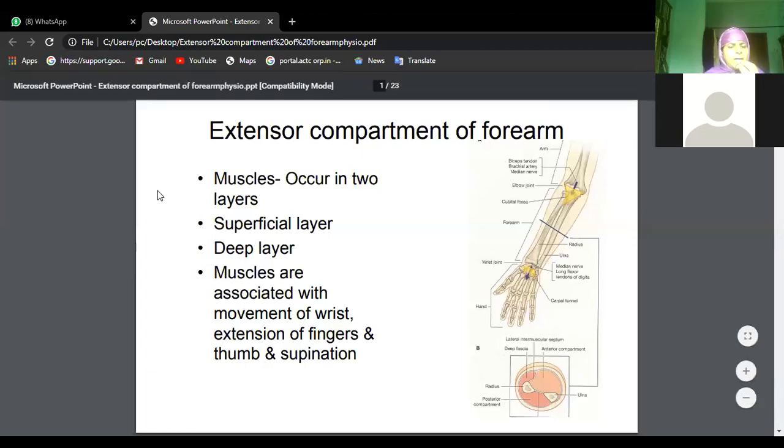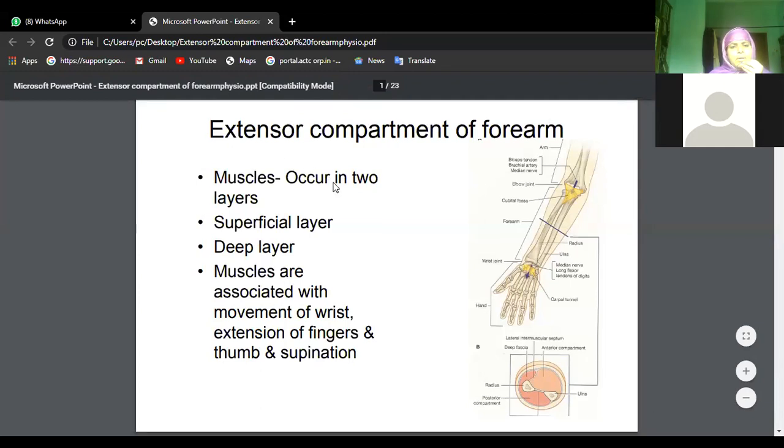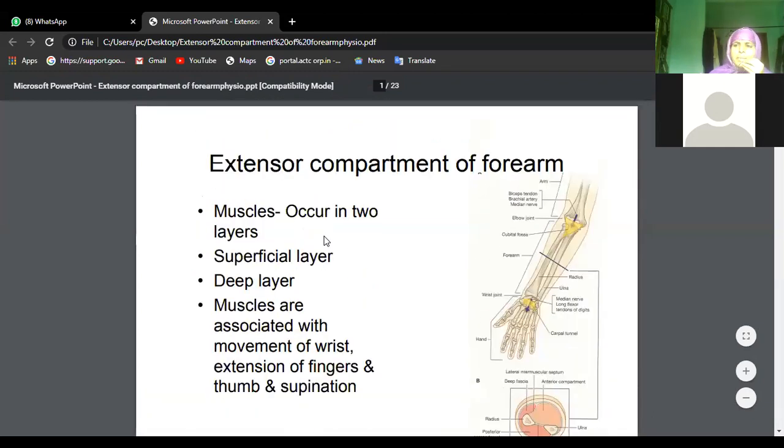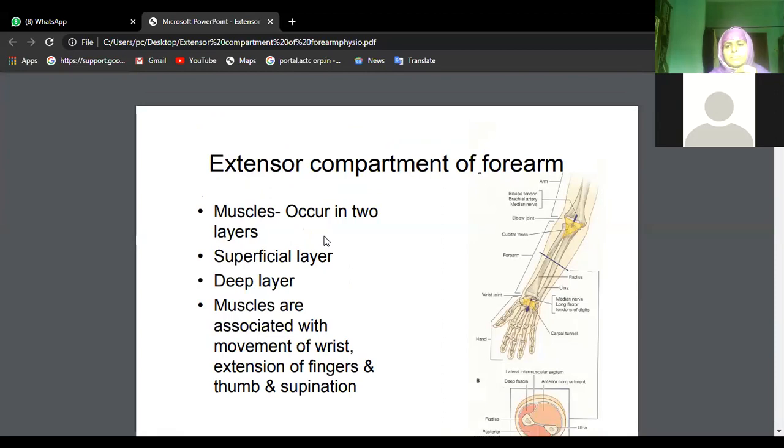So yesterday we are done with the flexor compartment of forearm, right? I hope you remember the names of muscles. Can anybody name the muscles we have studied yesterday?